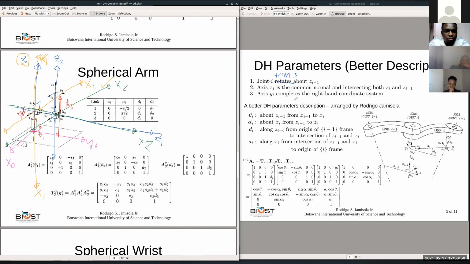But we also need it to be normal to Z1. Where is your Z1? Your Z1 is here. So this is not possible. So X2 should be here. Now, is X2 normal to Z2? Yes. Is this intersecting Z2? Yes. Is X2 normal to Z1? Yes, it's normal. Is it intersecting? Yes. And so X2 is here.